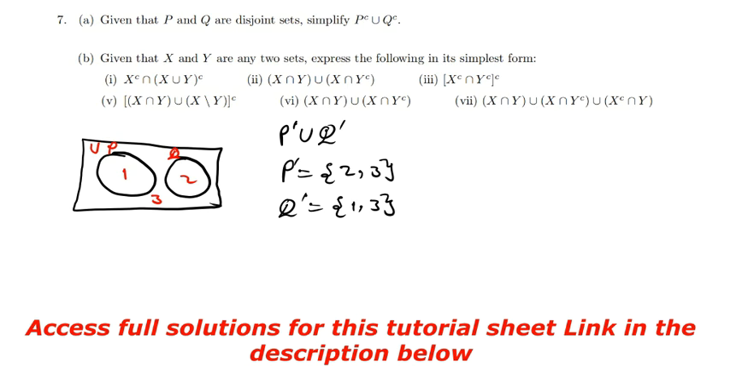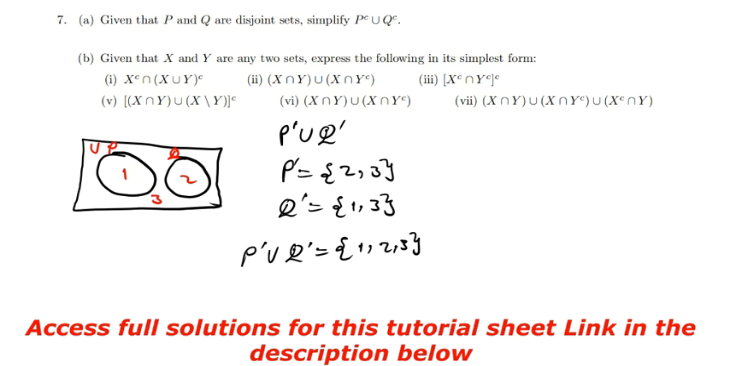So union simply means add. So let's add P complement and Q complement. So that is P complement union Q complement. This is going to give us, so the overall is going to be 1, 2, 3. We are just adding. So this is the final result. But then remember that we are simplifying. We are not interested in what elements we are going to obtain.